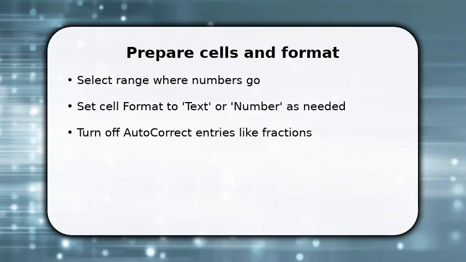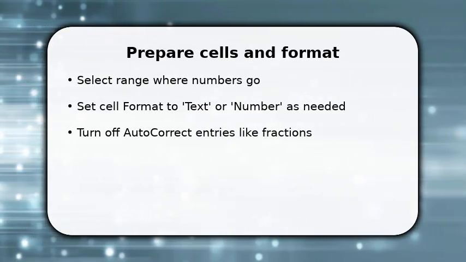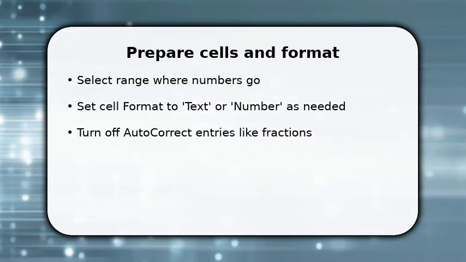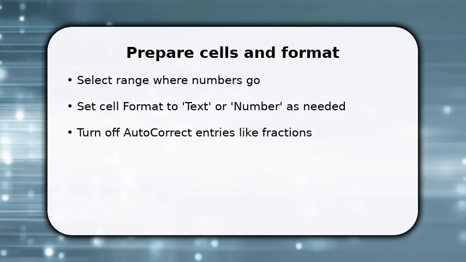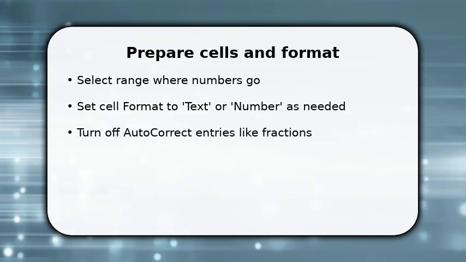You begin by selecting the cells you will populate. Change format to text when you want exact input, or to number for math-ready values. This prevents Excel from auto-converting. Next, disable auto-correct entries that turn 1/2 into fractions if that breaks your data.